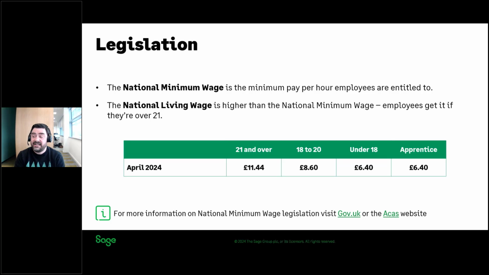The apprenticeship rate is £6.40 per hour, and that is the minimum wage for apprentices if they are under 19, and also for apprentices 19 and older in the first year of their apprenticeship. So if they are on an apprenticeship contract or a government-backed apprenticeship scheme and they are 19 or older, once they've completed the first year of that apprenticeship, they then move on to the minimum or living wage depending on their age.